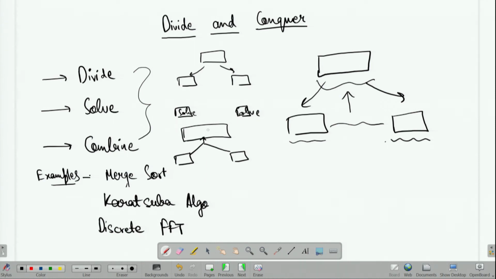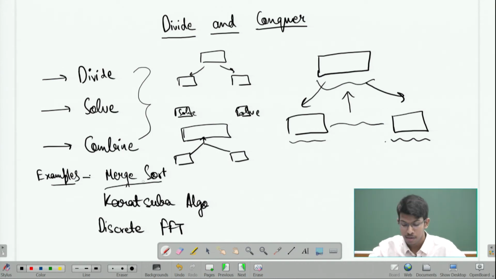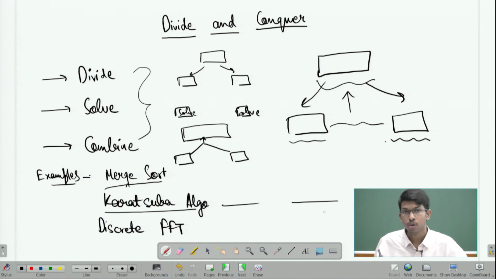There are many interesting problems which use divide and conquer strategy to solve. One of them is merge sort, which we will learn about in this experiment. There's another algorithm called Karatsuba algorithm, which is used to multiply two large numbers, which would rather take a lot of time, but because of this algorithm, we can shorten it to a great extent. Another important application is finding the discrete fast Fourier transform of polynomials or other functions.